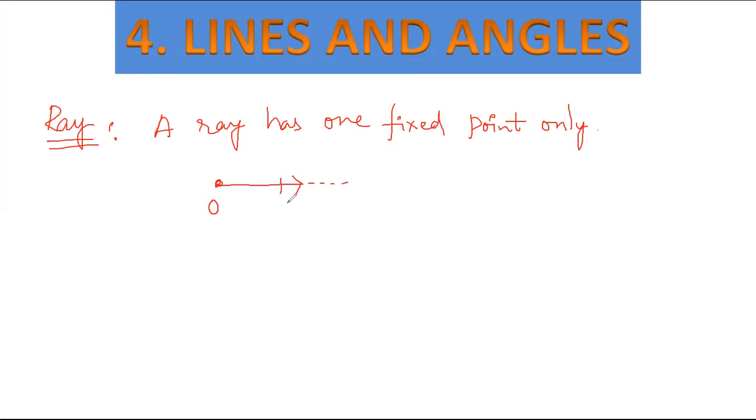Let us say we have a point A here. How do we write it? OA with a symbol on its head like this. Read as ray OA.